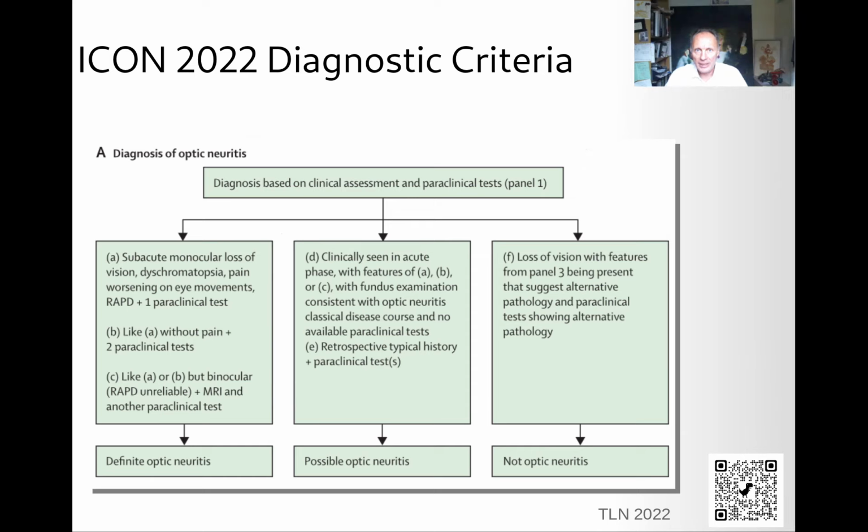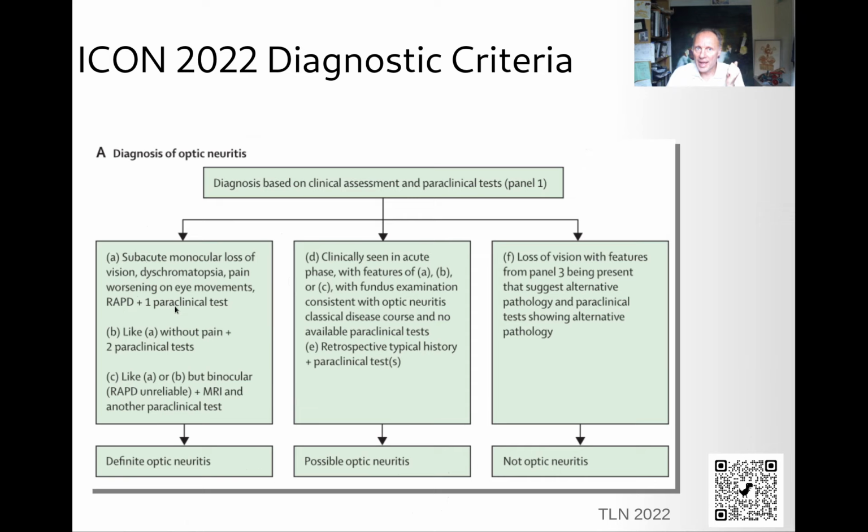Very simplified in this survey, we're interested in cases who have a diagnosis of definite optic neuritis or possible optic neuritis. A diagnosis can be reached through three different clinical scenarios of increasing complexity. Scenario A is subacute monocular visual loss with loss of color vision, pain worsening on eye movements, and a relative afferent pupillary deficit combined with one paraclinical test.